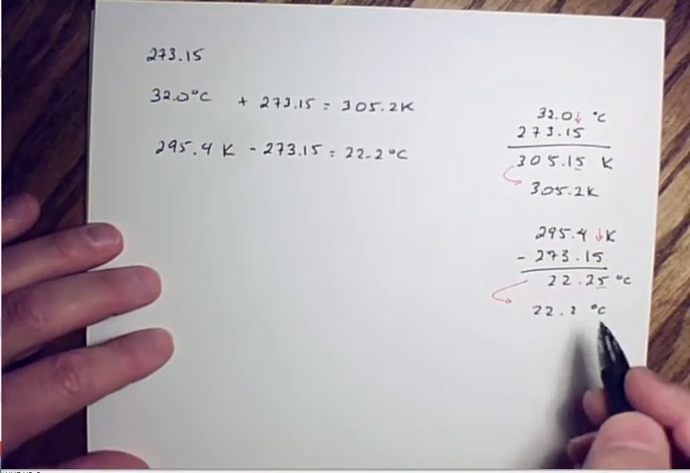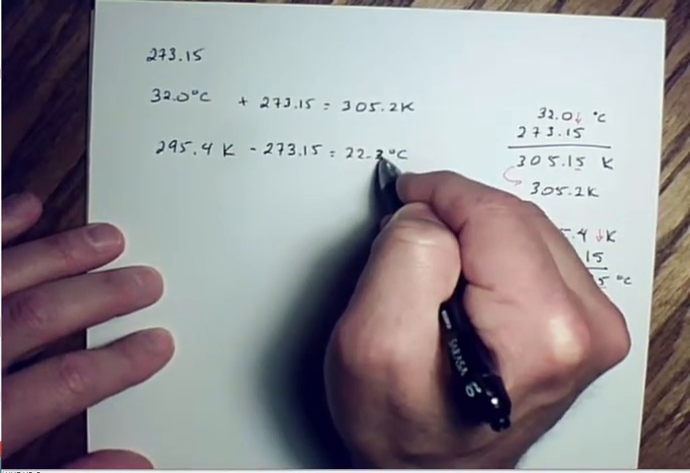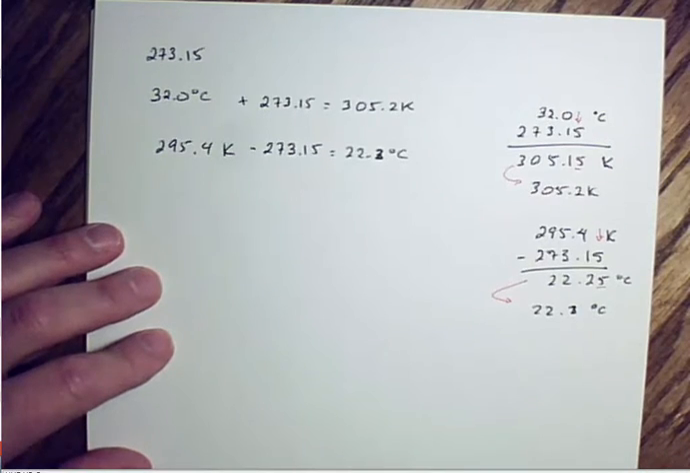As somebody astutely pointed out, I rounded this incorrectly. That 5 makes it 2 or 3. It should be 22.3, not 22.2.